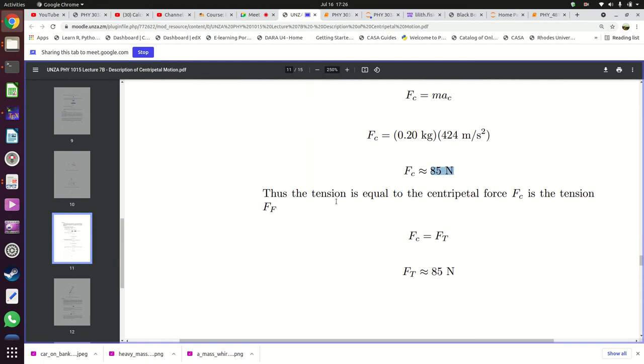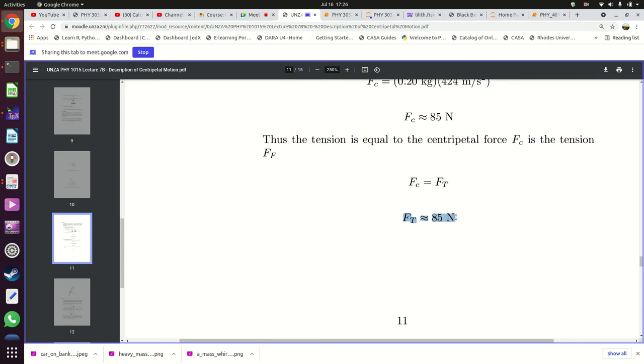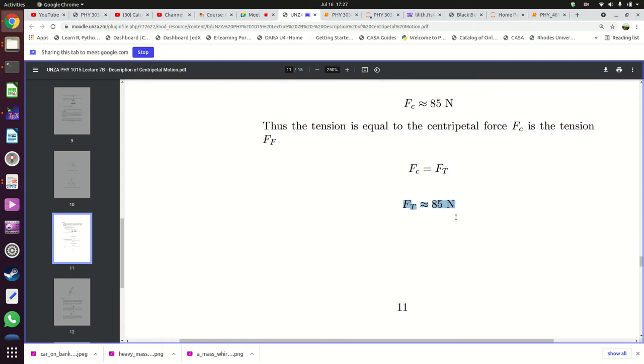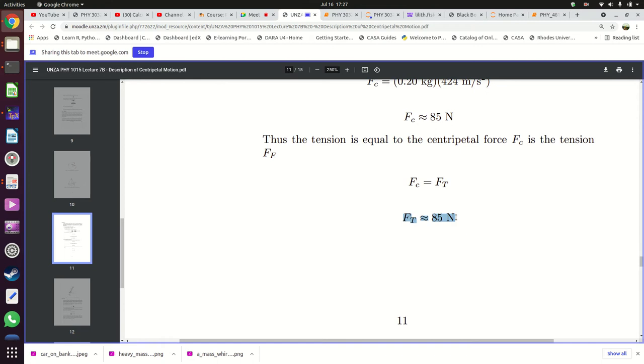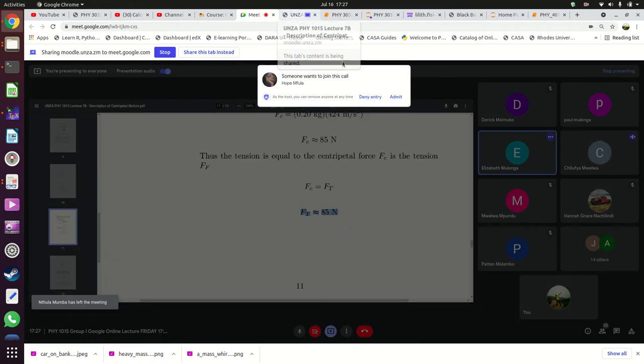Since the tension is the one providing the centripetal force, we end up with FC equals FT, which is the tension. So we end up with tension FT being equal to 85 newtons. So our tension is 85 newtons, the same as the centripetal force. Are we clear? So this is when your object is going around in a circle, but in a horizontal circle. Is it clear to everyone? Are we clear? Yes, sir. Okay. It's clear, sir.